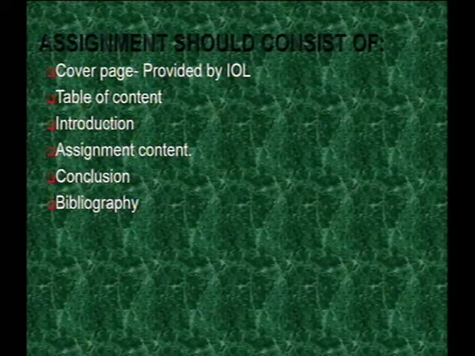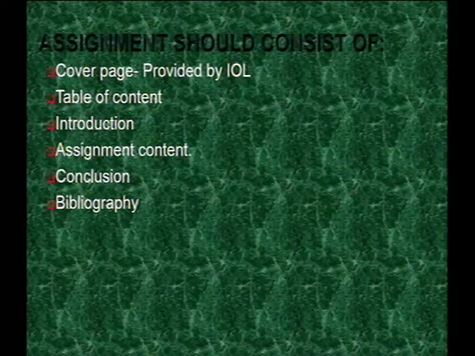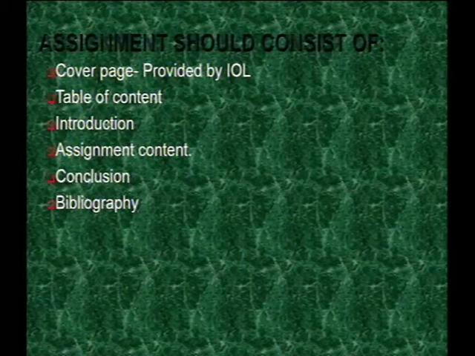What should your assignment consist of? It should consist of a cover page provided by IOL, as you did for Teaching Learning Resources 1. And also you should insert what? A table of contents, introduction, assignment content, conclusion, and references, which is the bibliography. So these are the assignment format.